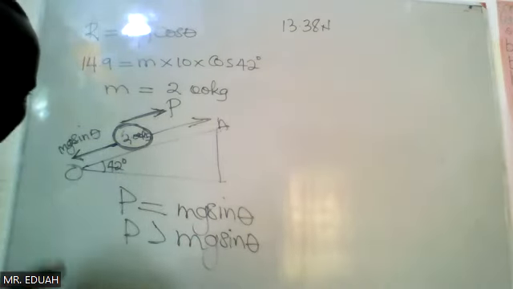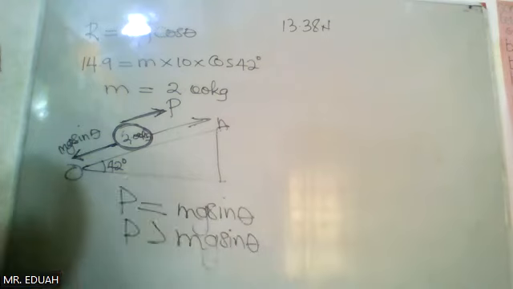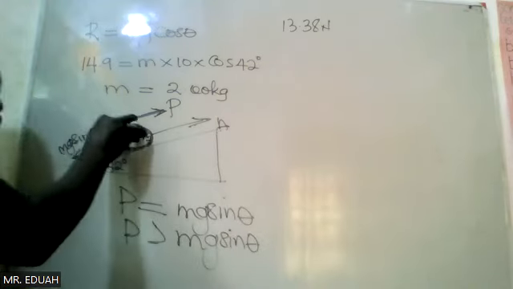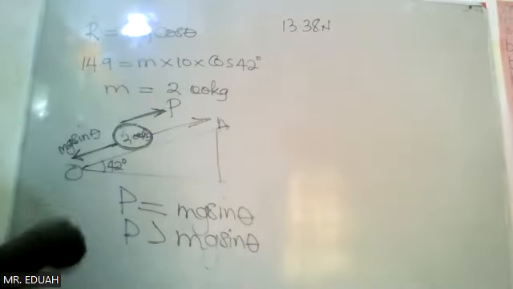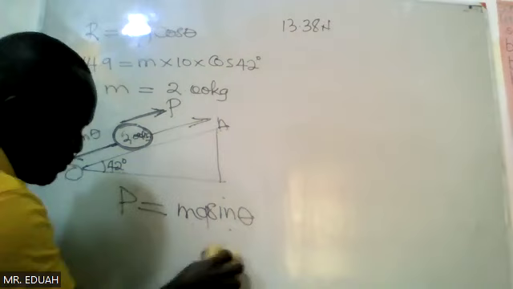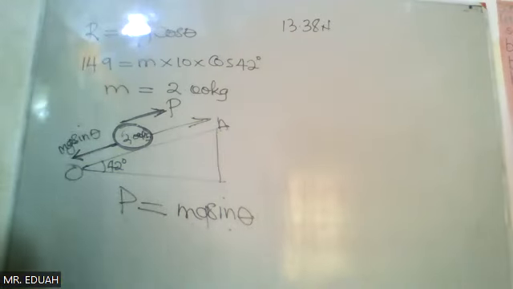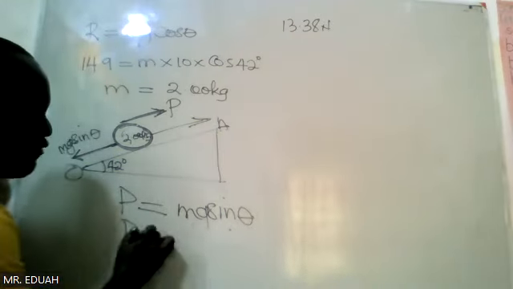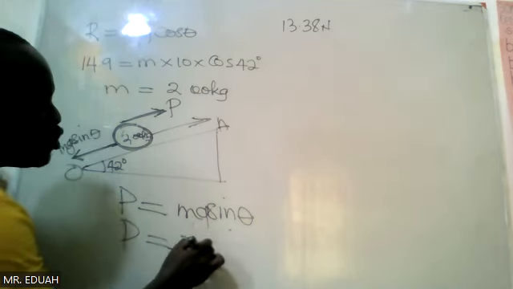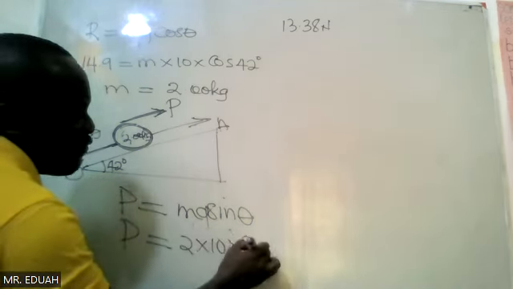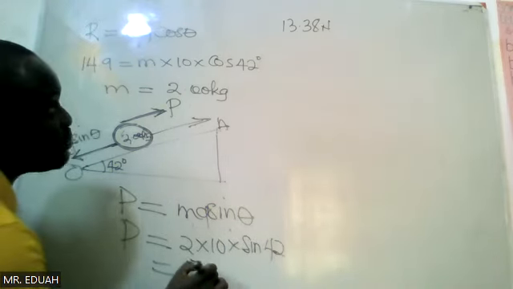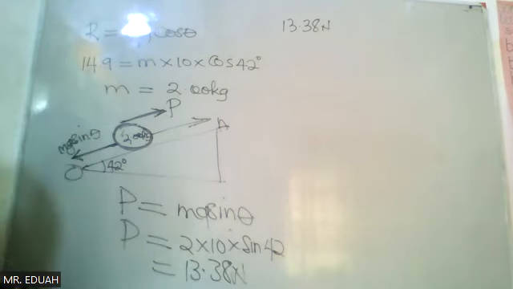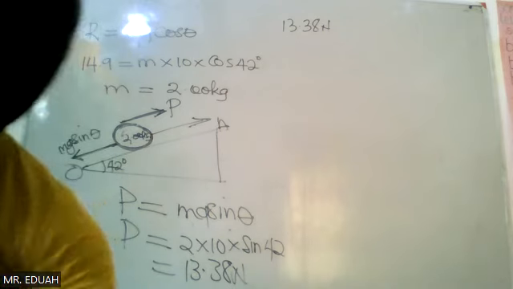I just want you to understand the reason for our choices. So for the body to be stationary, P in the upward direction must be equal to this. It cannot be greater. All right. So P therefore is equal to 2 by 10 by sine of 42. And I'm sure that is what gave you 13.38 Newton. So this is the force which will keep the body at rest.